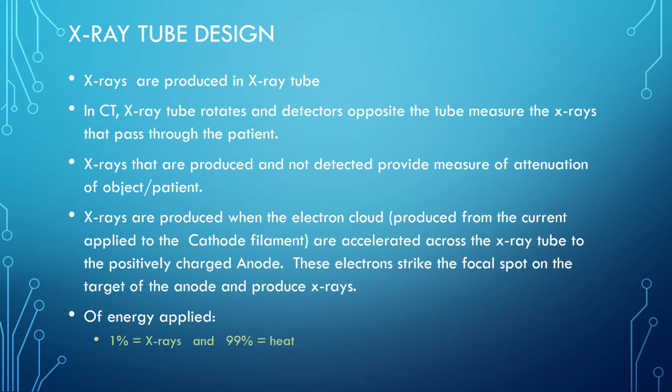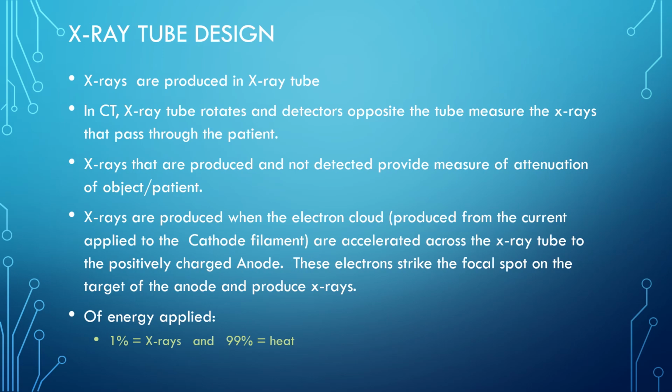So X-rays are produced in that X-ray tube. In CT, the X-ray tube rotates and the detectors opposite the tube measure the X-rays as they pass through the patient. The X-rays that are produced and not detected provide a measure of attenuation of the object or the patient. And so this is where we get the contrast in the image. Not CT contrast, but the image contrast, the different shades of gray, black, and white.